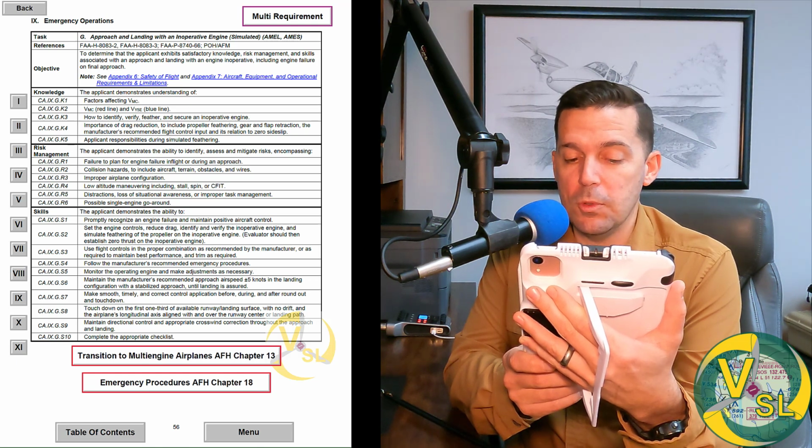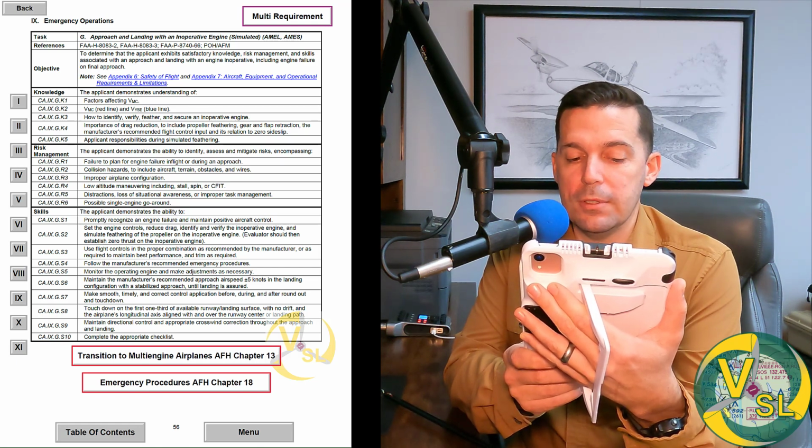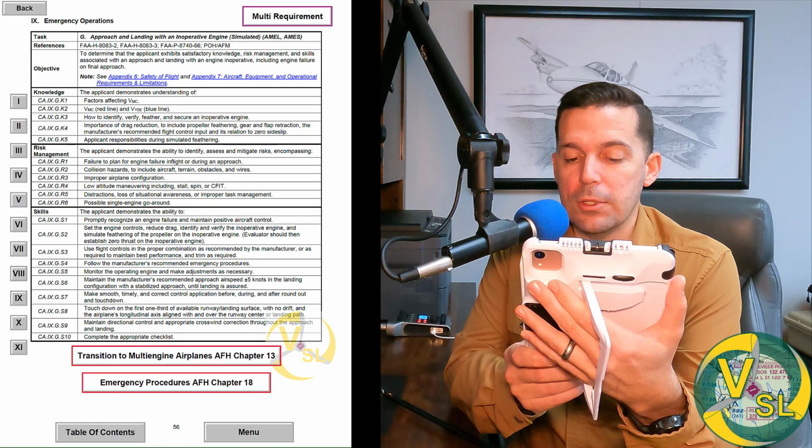Skill 7, make smooth, timely, and correct control application before, during, and after round out and touchdown. Skill 8, touchdown on the first 1/3 of the available runway landing surface with no drift, with the airplane's longitudinal axis aligned with and over the runway center line or landing path. Skill 9, maintain directional control and appropriate crosswind correction throughout the approach and landing. And Skill 10, complete the appropriate checklist.